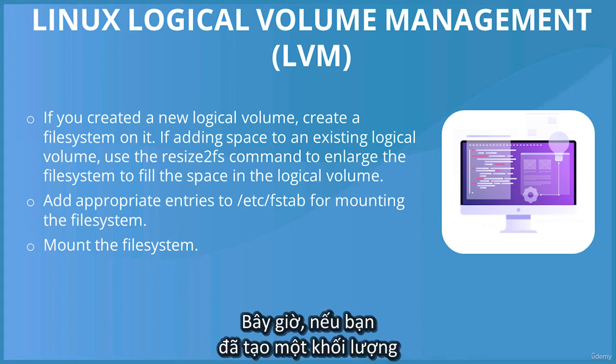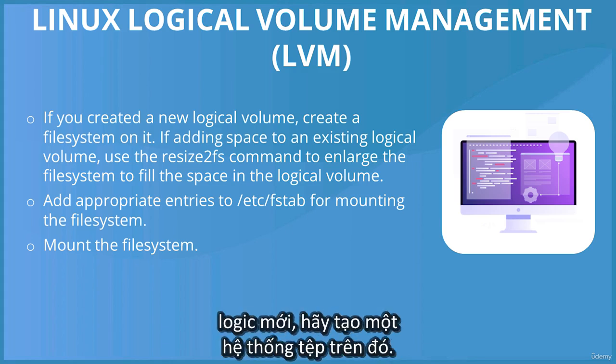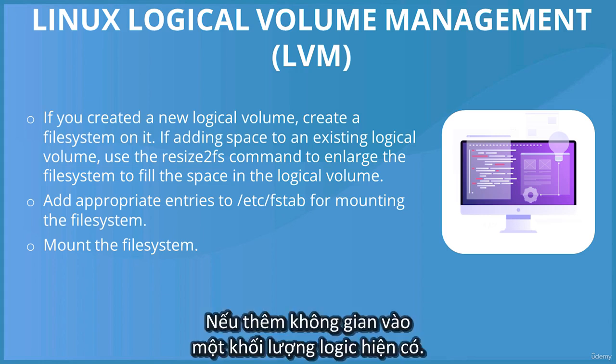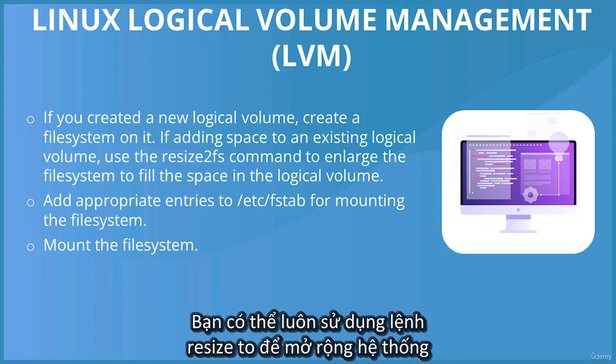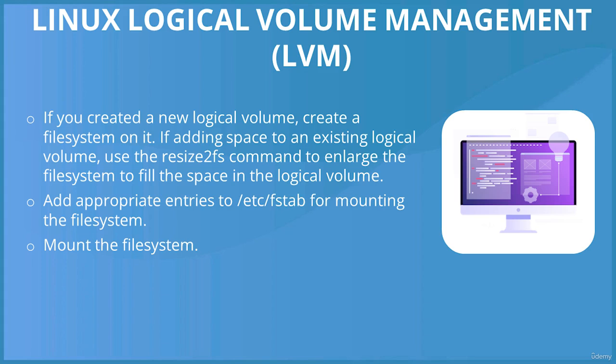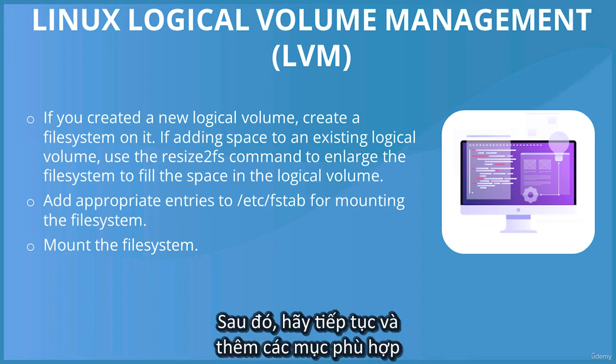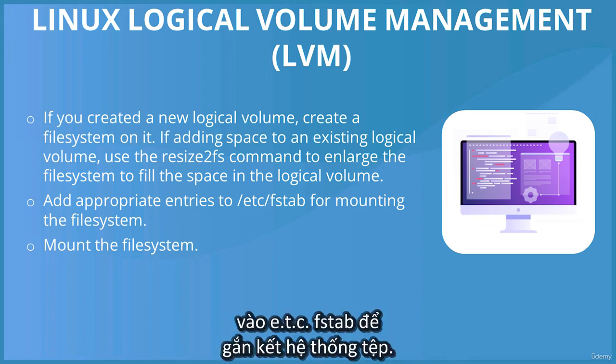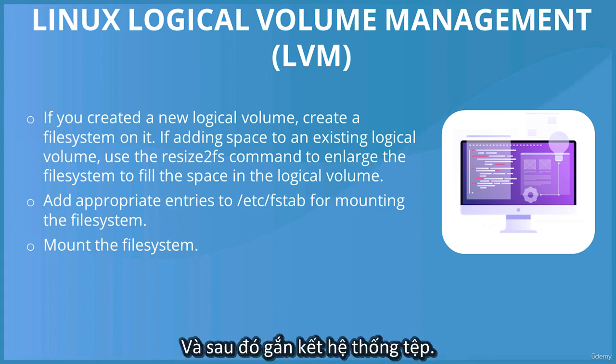Now, if you created a new logical volume, create a file system on it. If adding space to an existing logical volume, you can always use the resize2fs command to enlarge the file system to fill the space in the logical volume. Then go ahead and add appropriate entries to your /etc/fstab for mounting the file system. And then mount the file system.